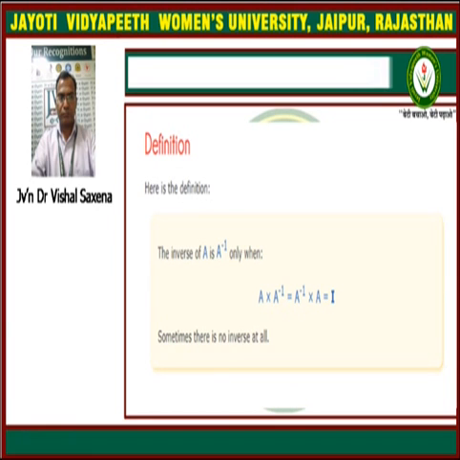Now next, the definition of the inverse of a matrix. The inverse of matrix A is written as A inverse, and only when it is applicable, when A multiplied by A inverse is equal to A inverse multiplied by A, and that is equal to I. Sometimes there is no inverse at all. So the inverse of the matrix exists when A multiplied by A inverse is equal to I, and this is also equal to A inverse into A.